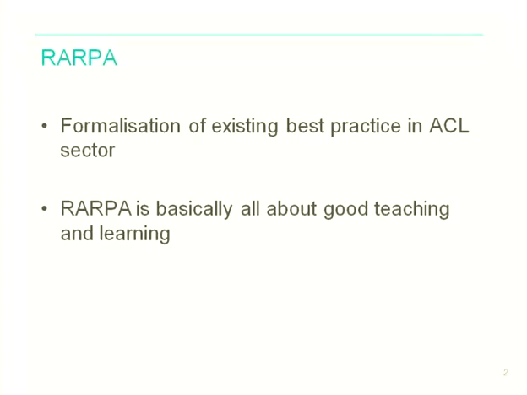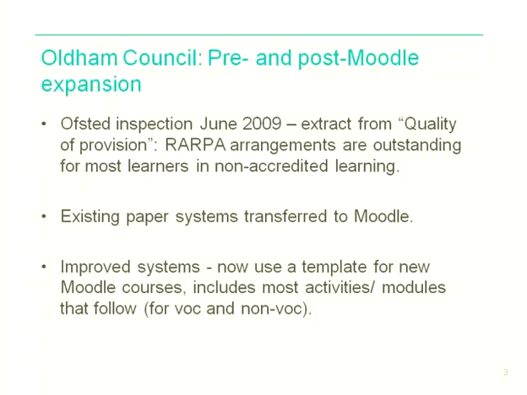recognizing and recording progress and achievement, there's no rocket science to it. It really is just about good teaching and learning practice. And when the system was formalized, it did take the best of the existing practice in the ACL sector. Now, I've given you a handout there because it is a very formal system. It's a five-stage process, and there are various things that OFSTED will look for.